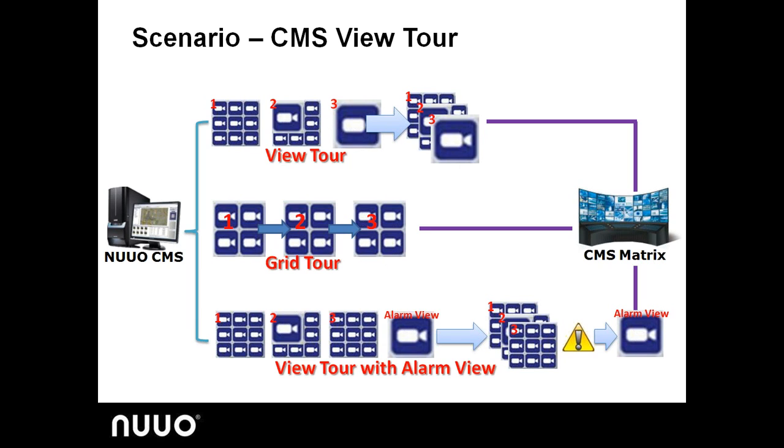First, the view tour means a set of predefined view groups displayed one after another. Each view is independently configured and can include a different matrix grid layout and different video channels. The second is the grid tour, which is a single video grid that contains more than one video channel. The video channels will be displayed one after another in the grid.